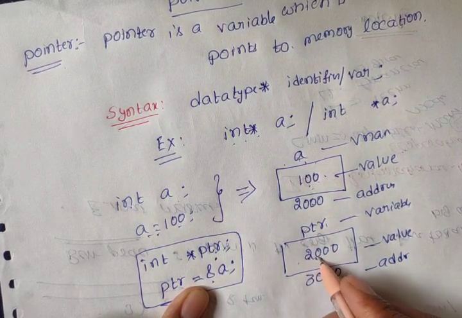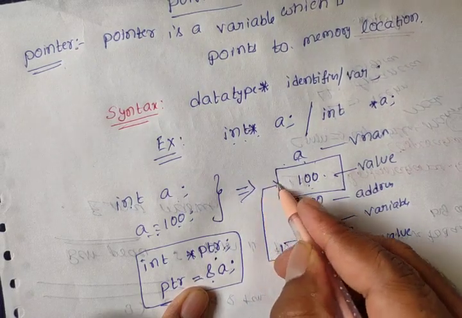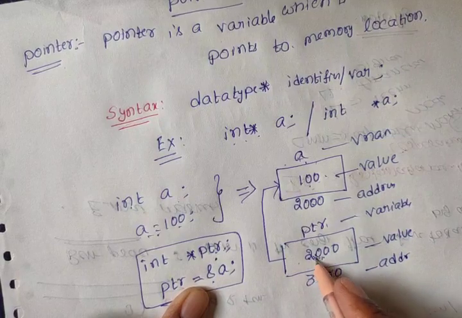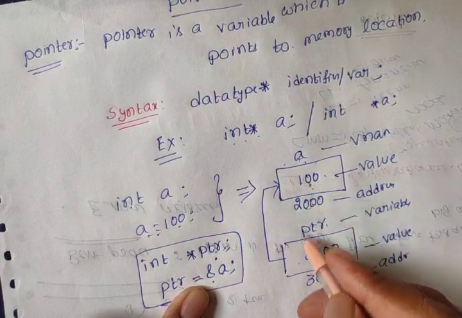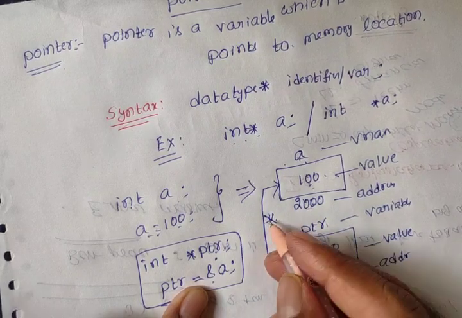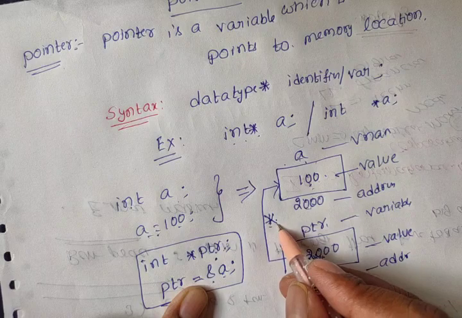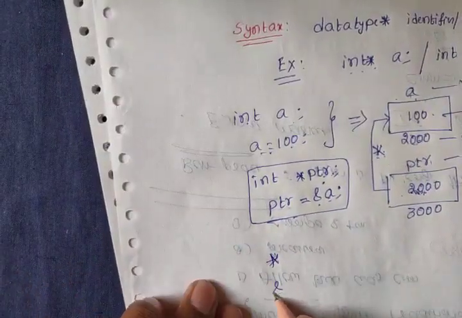The value of the location is this one, 100. The location at address 2000, star, is 100. To represent this we use an operator, that is the star. That means two operators are required here: one is the star and the second is the ampersand.